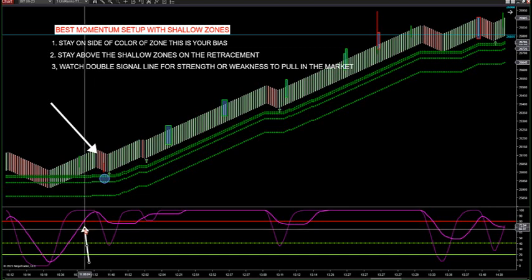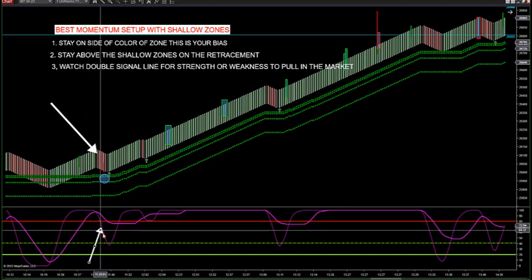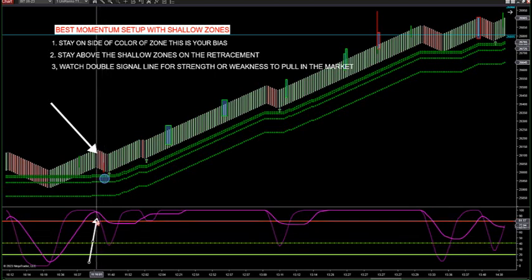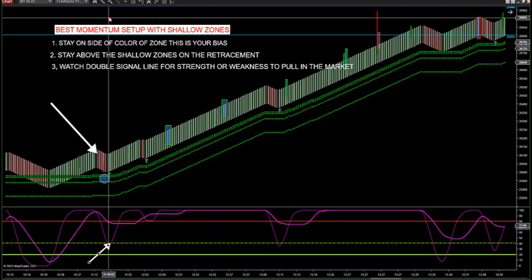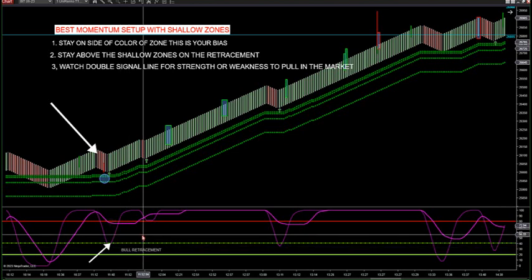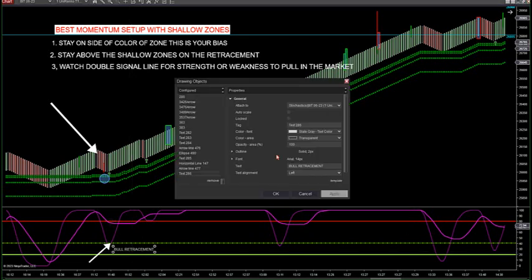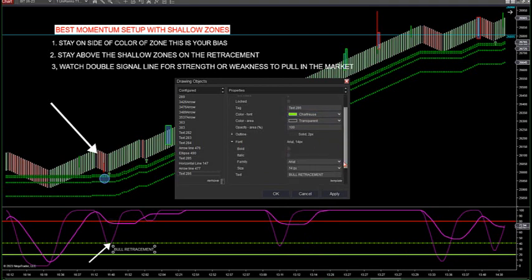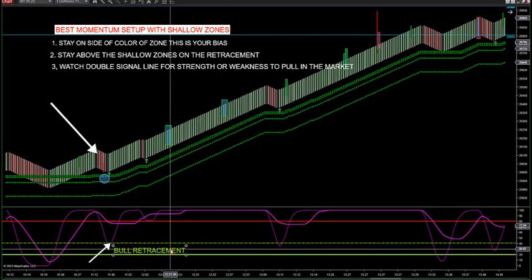So as long as my longer signal line stays above 40 and my shorter signal line stays above 40, because 40 is what's called a bull retracement. We have this set in the algorithm also, that you can set in the levels. That's a bull retracement. We need to stay above this level before we get pulled in. You do not want to close below it. As soon as the line starts closing below the 40 retracement, the momentum setup is over. As long as we stay above 40.